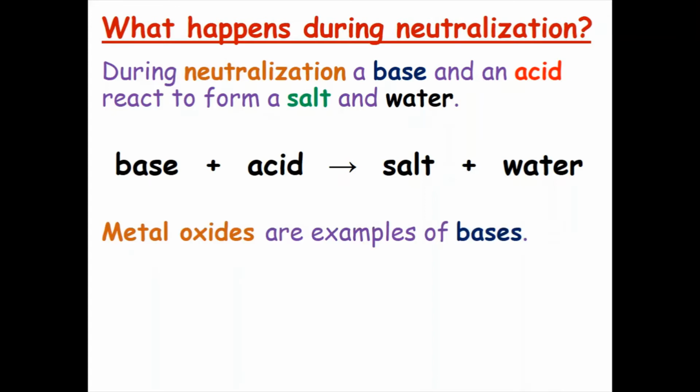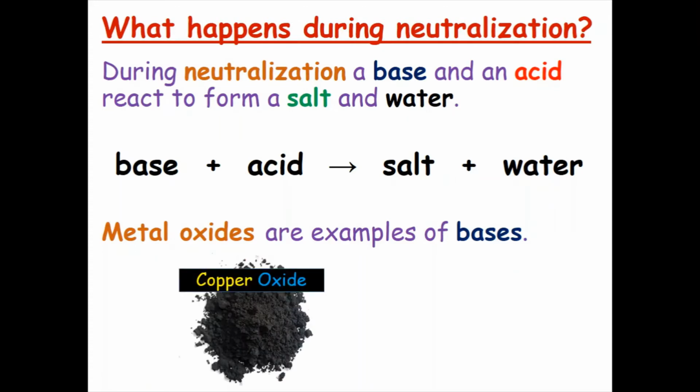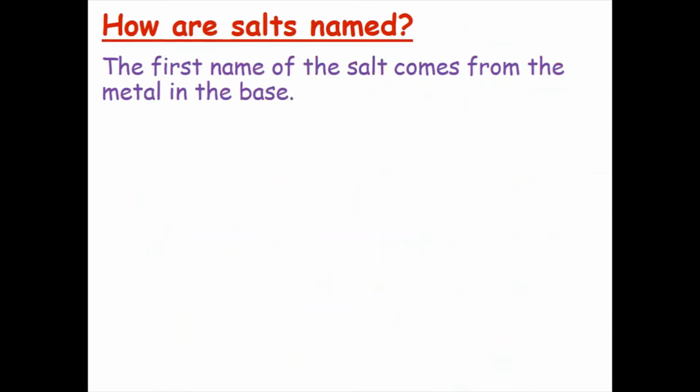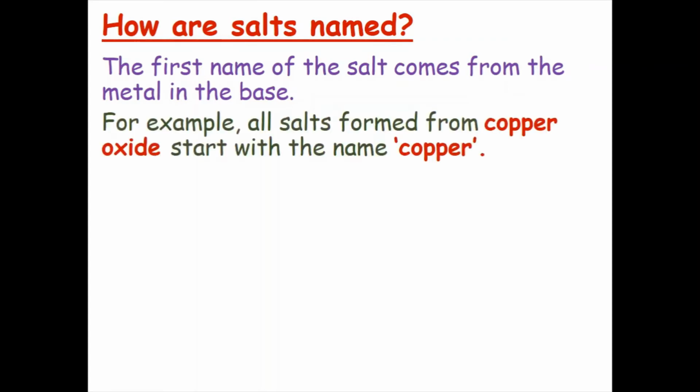Metal oxides are examples for bases. So copper oxide and iron oxide are both bases that we could use in neutralization reactions. To be able to write the word equations, we need to know how we find the names of the salts. So how are salts named? The first name of the salt comes from the metal in the base. For example, all salts formed from copper oxide start with the name copper.